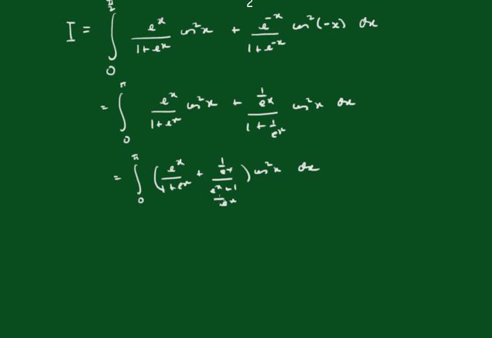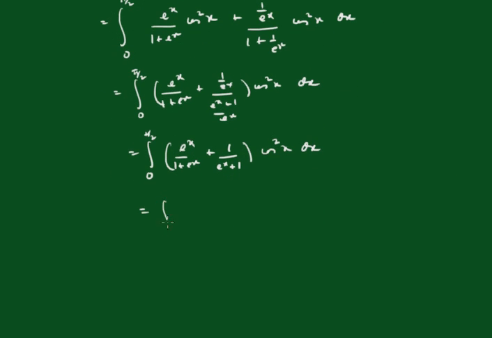And of course these will cancel out, and that becomes, oh, pi upon 2, sorry. Pi upon 2 to 0 of, now that becomes e to the x on 1 plus e to the x plus 1 over e to the x plus 1. And as you know, as before, that goes to 1. Cos squared x dx. That becomes a fairly simple integral to integrate. Cos squared x dx.